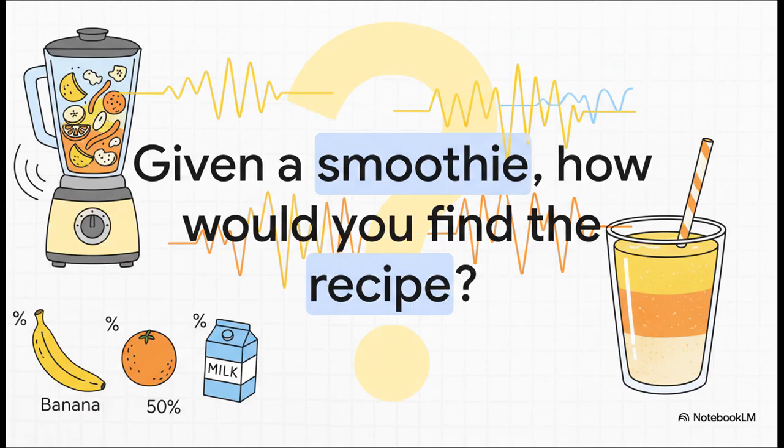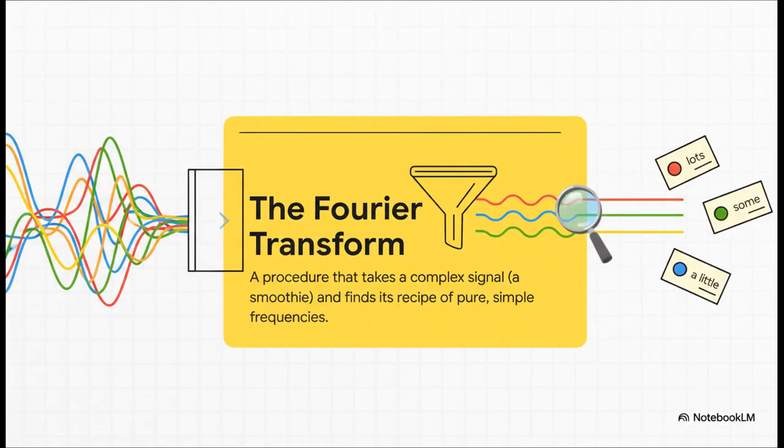All right, to get our heads around this, let's start with something simple. A smoothie. Imagine someone hands you this perfectly blended, delicious smoothie. How in the world would you figure out the exact recipe? I mean, not just what's in it, but exactly how much banana, how much strawberry, how much everything. Well, that's pretty much what the Fourier Transform does, but for signals.